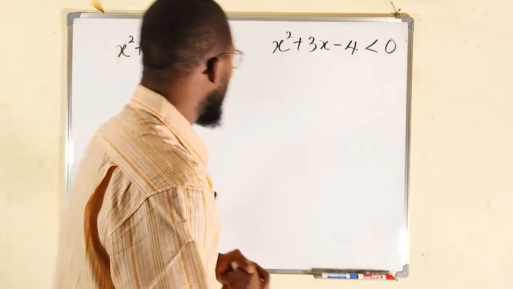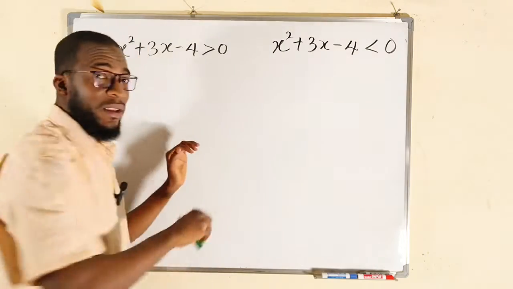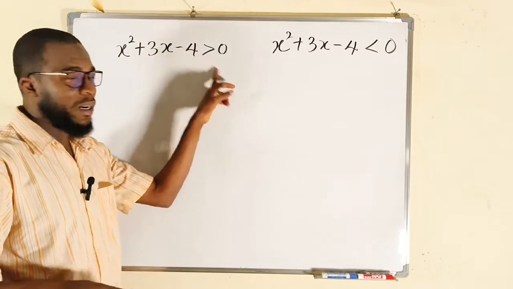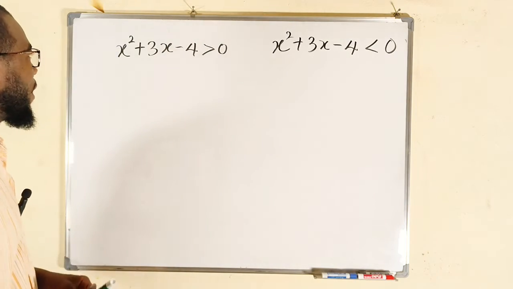Alright, let's get started. We have a quadratic inequality here. You can see that they are exactly the same, just that this is greater than 0 and this is less than 0. So let us pay attention to the first one here.